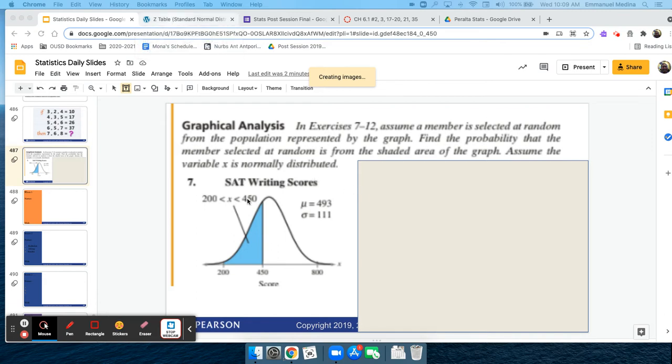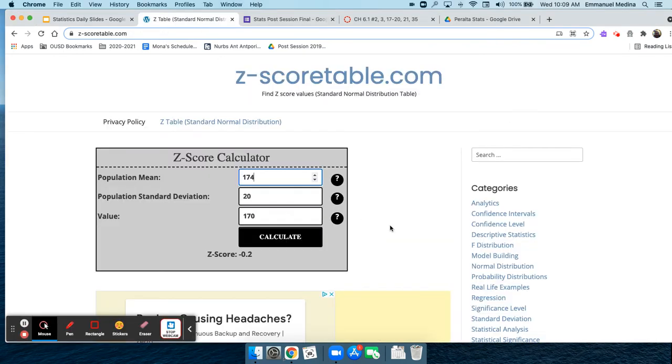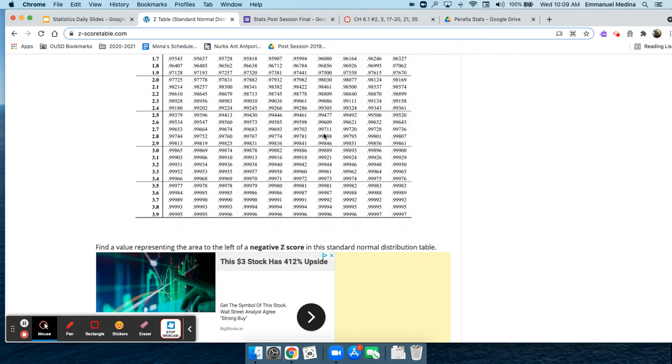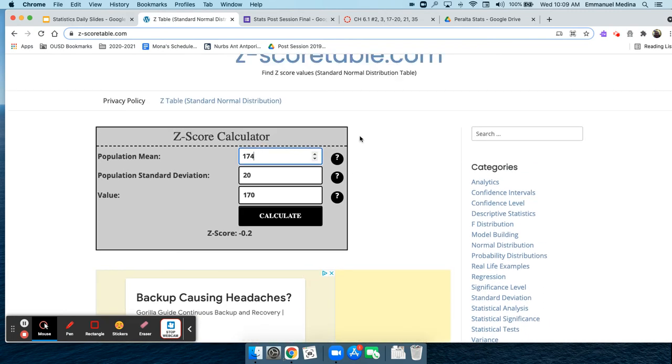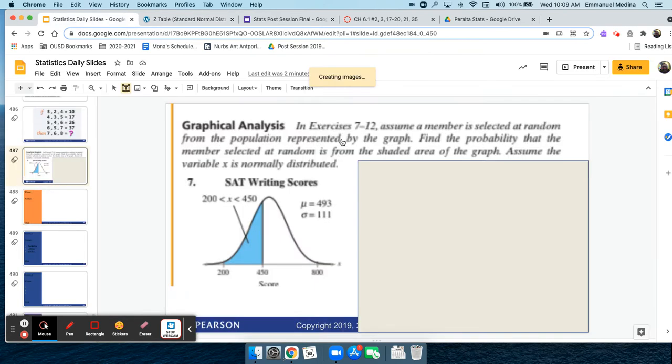So I am looking at a lot of information. I know I am going to use the z-score table, right? Which nobody really likes. So I'll go slow on it. All right, here we go. So SAT writing scores, they give that the mean is 493 and that the standard deviation is 111.